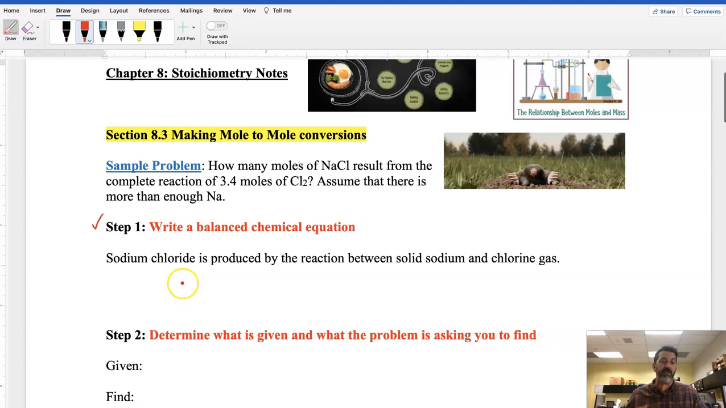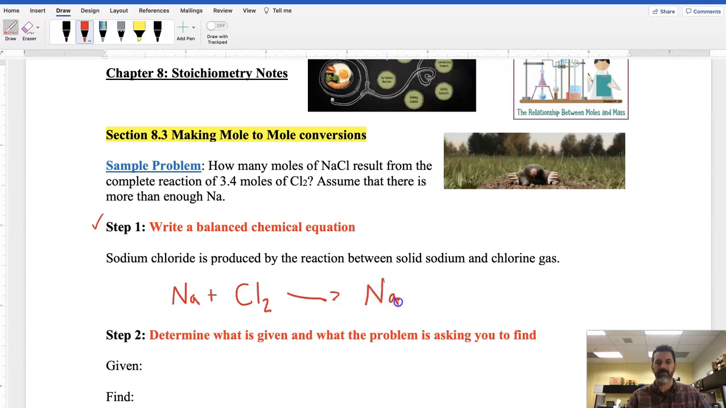Now remember, stoichiometry is kind of like cooking where we need to have a recipe. And the recipe, it turns out in chemistry, is that balanced equation. So I'm going to write the balanced equation here. It says solid sodium reacts with chlorine gas to produce sodium chloride.